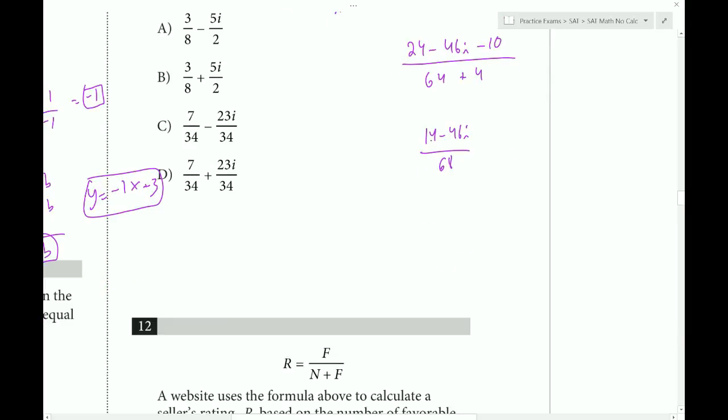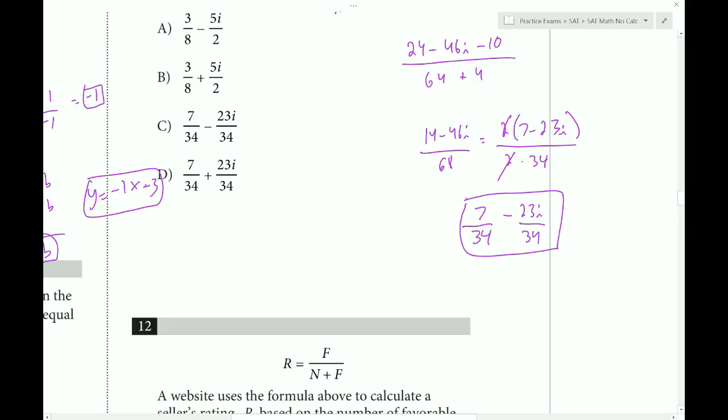Now we realize that there's 2's everywhere, so we can factor out a 2 from the numerator. That'll give us 7 minus 23i, and we can also factor a 2 out from the denominator. It would just be 2 times 34. These 2's will cancel. Now the 34 we can interpret as a common denominator, so we can divide by it on each term separately. And we end up with this, which is matching up with answer choice C.